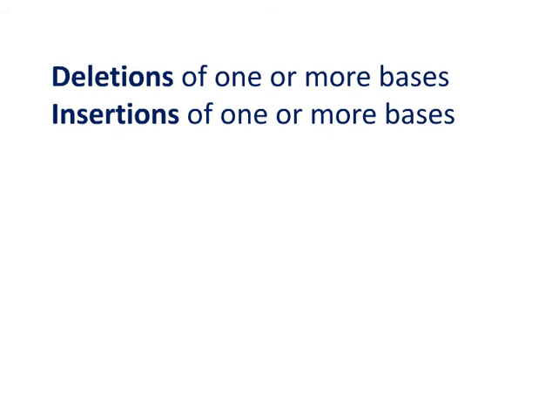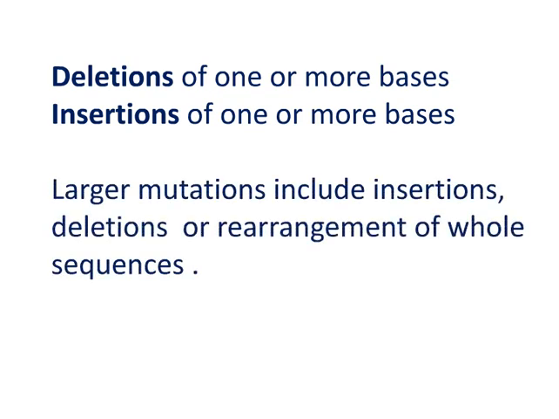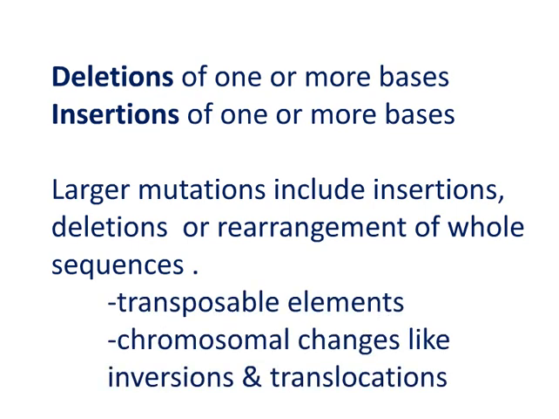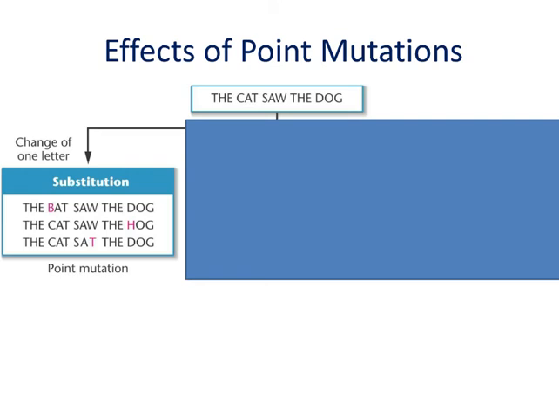Another simple type of mutation is the gain or loss of one or a few bases of DNA. These are referred to as insertions and deletions, and if they land in the coding region of a gene, can result in a frame shift mutation. Larger mutations can include insertions of whole new sequences, often due to the movements of transposable elements in DNA, or to chromosomal rearrangements such as inversions or translocations. Deletions of large segments of DNA can also occur.